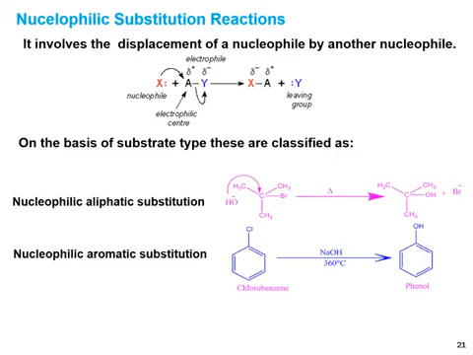On the basis of substrate type, these are classified as nucleophilic aliphatic substitution and nucleophilic aromatic substitution. If a reaction occurs on an aliphatic compound, then it is called aliphatic substitution. If nucleophilic substitution occurs on the aromatic ring, then it is called nucleophilic aromatic substitution.